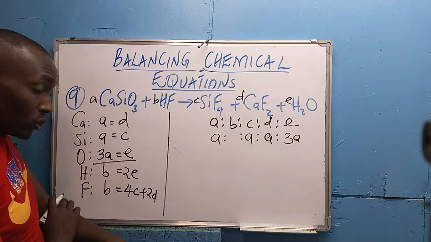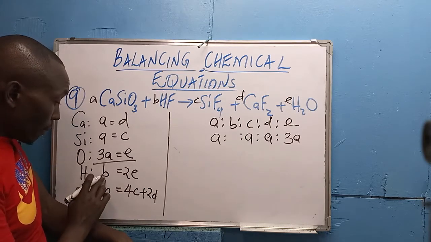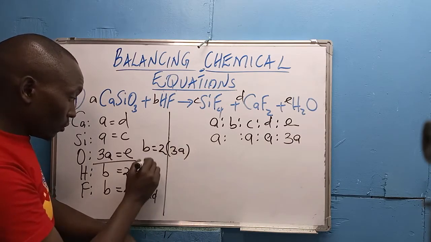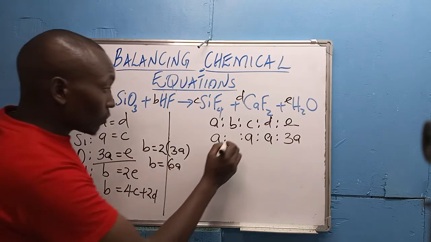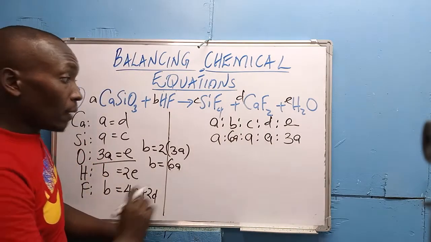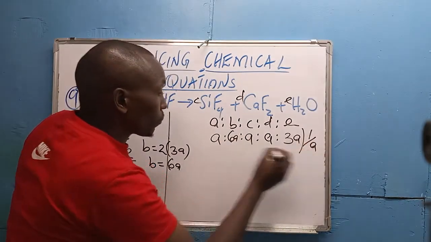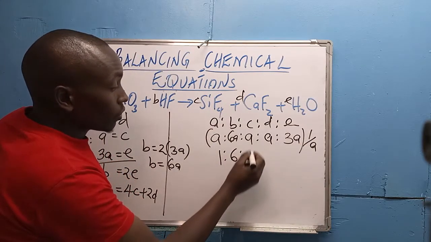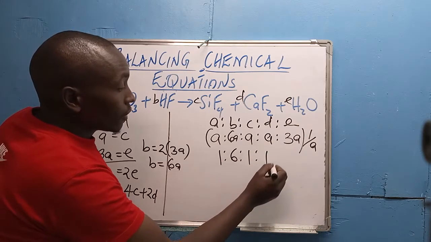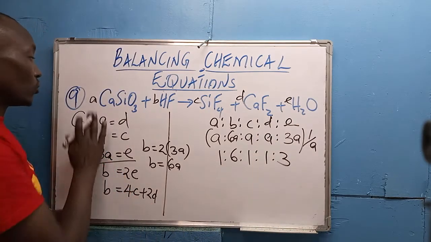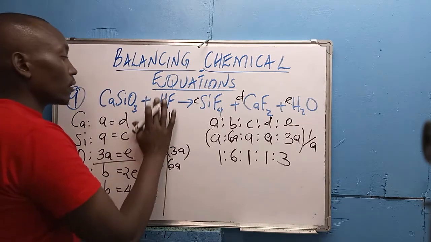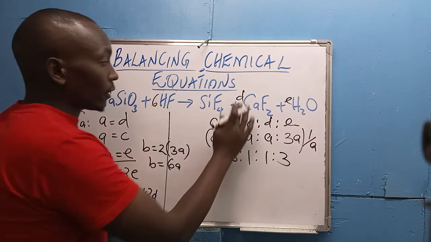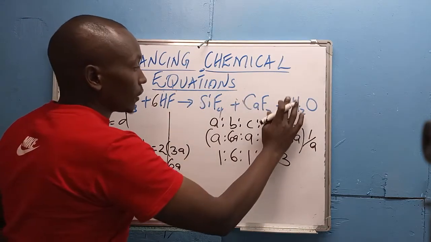Now, I only have B to do. Like B, I know is 2E. What is E? 3A. So B is simply 6A. So this is 6A. The next step, divide all through by A. So if I divide by A, it's 1. This will be 6. This will be 1, this will be 1, this will be 3. So I have established the ratio.